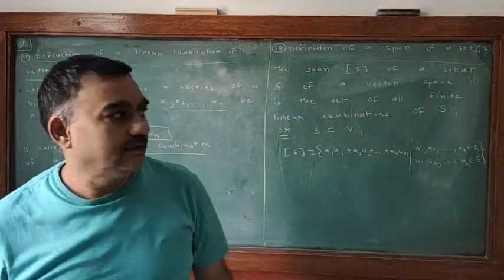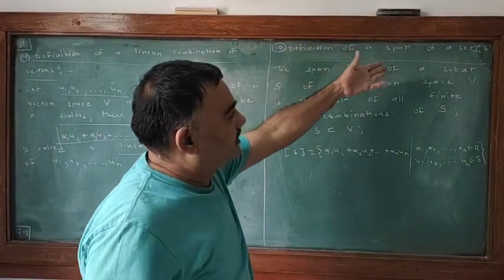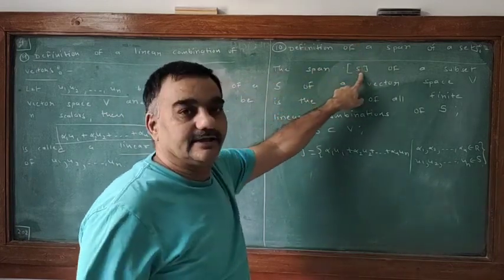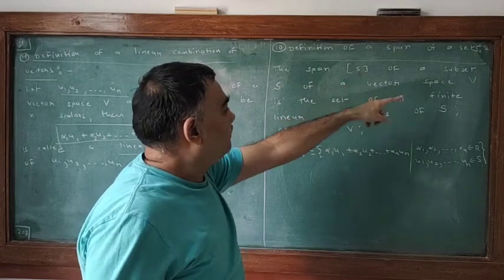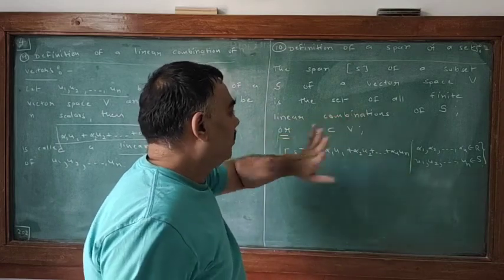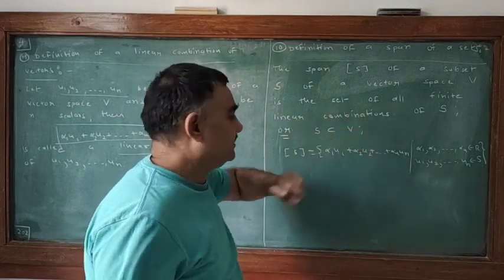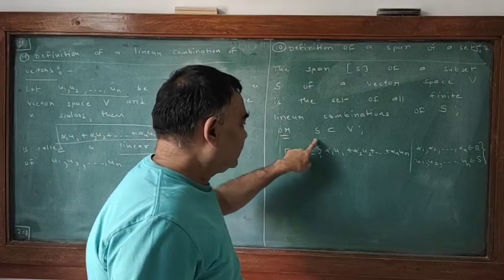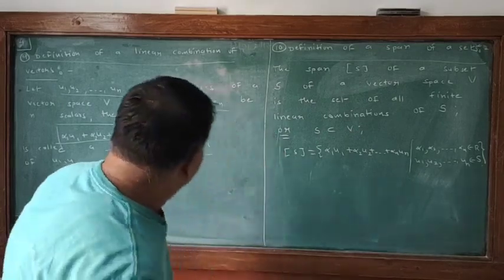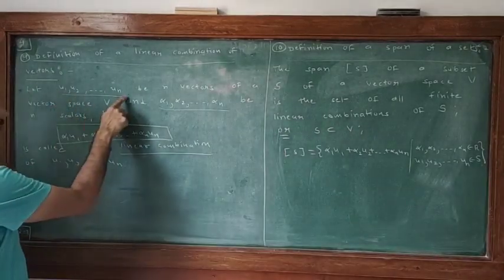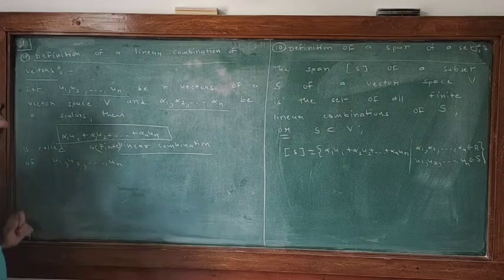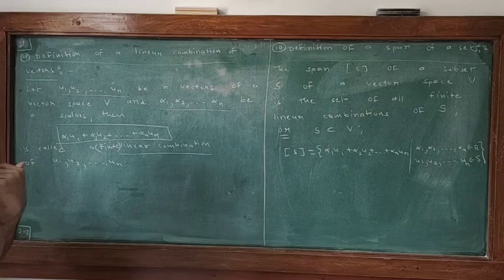So I start with the definition of a span of a set S. The span, this is the symbol, of a subset S of a vector space V is the set of all finite linear combinations of S. Here S is a subset of V. Here finite linear combination means U1, U2, Un. You may include this as a finite linear combination, as in the previous definition.